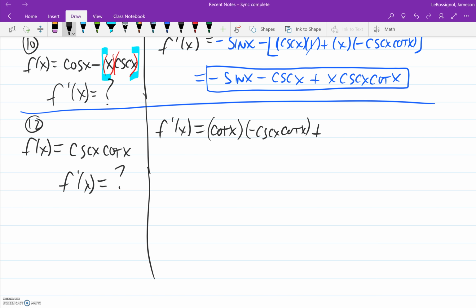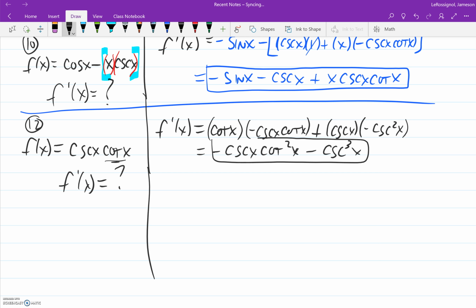Plus, we're going to go f times g prime. And g prime is the derivative of this guy, which would be a negative cosecant squared x. And then we'll just go ahead and multiply that out. So I'm going to put the negative cosecant x cotangent squared x minus cosecant cubed x. That's a pretty good answer right there.